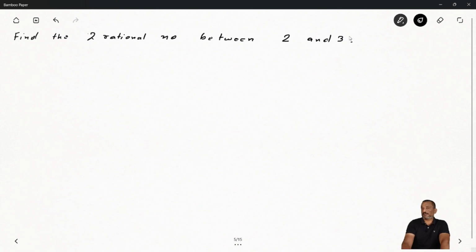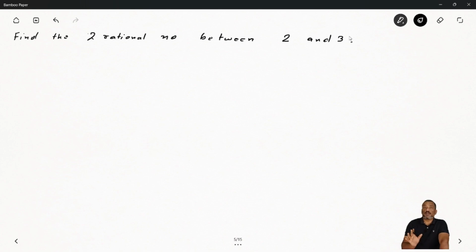Okay, so you can see you have given 2 and 3. So 2 and 3 you can consider as a whole number also, or natural number or integer also. So you have to find the rational number between these 2 and 3. So there is an infinite rational number between 2 and 3, but the important thing is how you can find them.